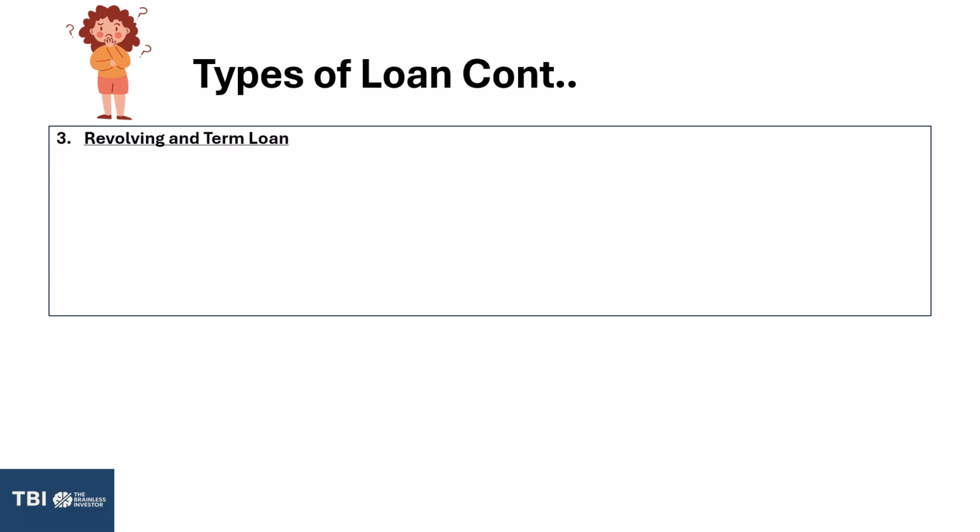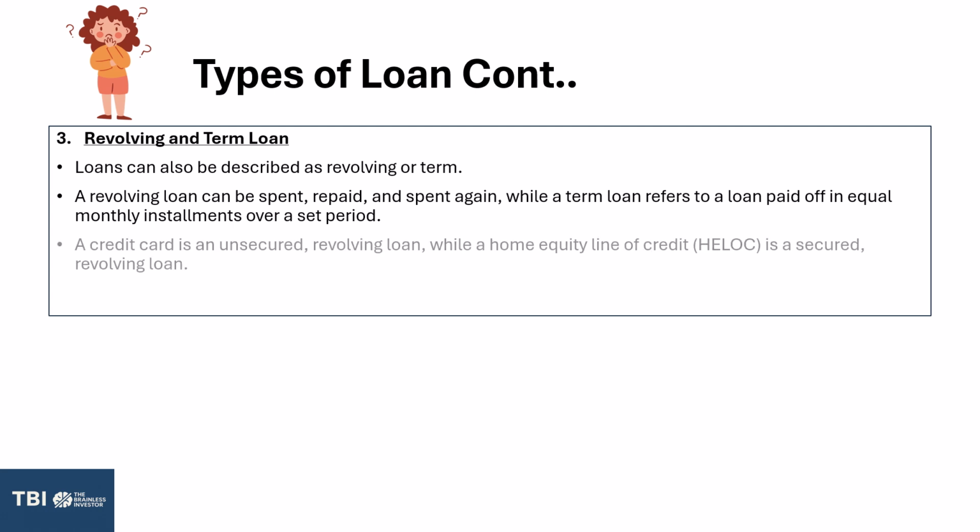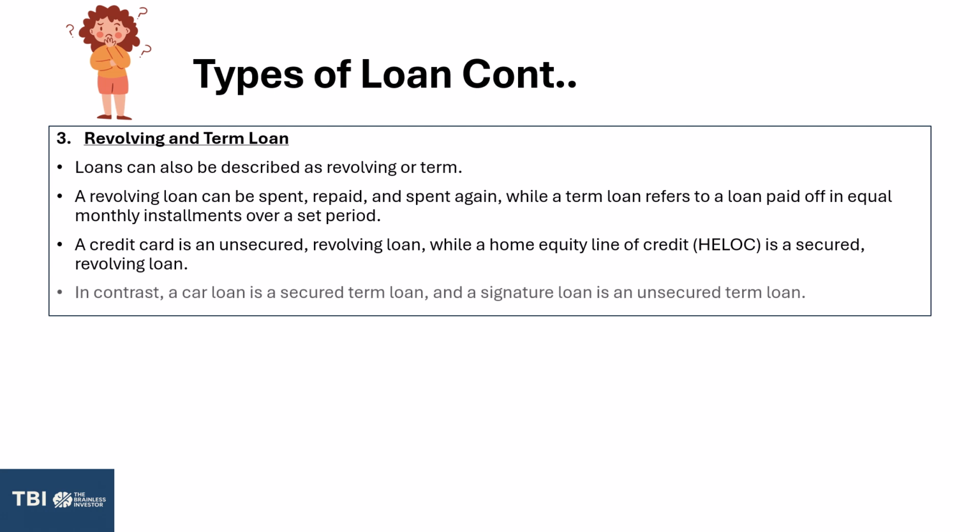The third type of loan is revolving and term loans. Loans can also be described as revolving or term. A revolving loan can be spent, repaid, and spent again, while a term loan refers to a loan paid off in equal monthly installments over a set period of time. A credit card is an unsecured revolving loan, while a home equity line of credit (HELOC) is a secured revolving loan. In contrast, a car loan is a secured term loan and a signature loan is an unsecured term loan.